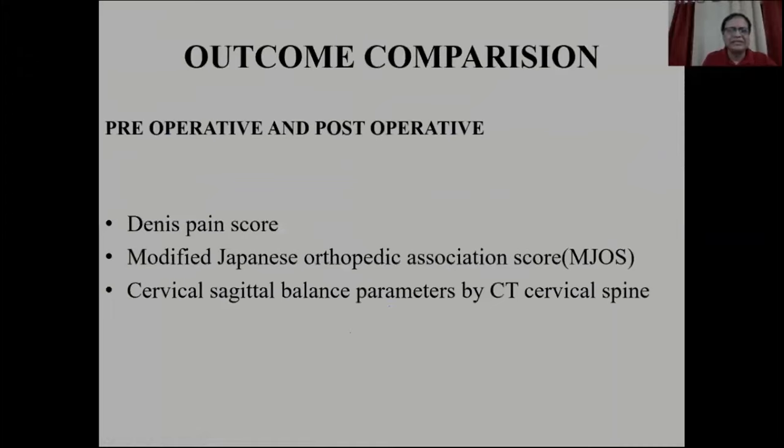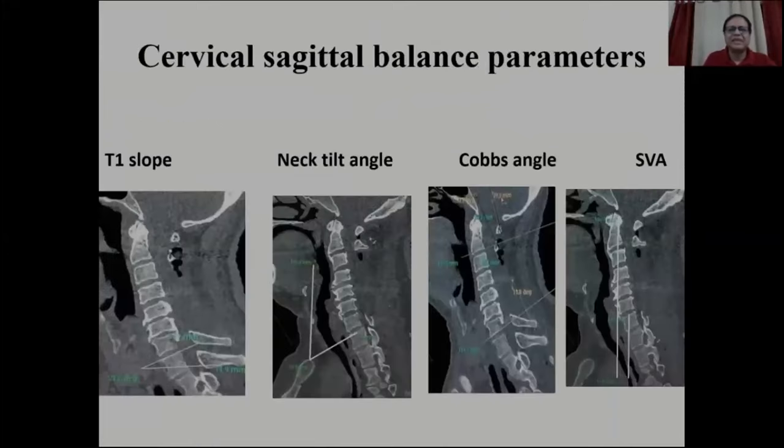We analyzed the pain score, the modified Japanese score, and the sagittal balance parameter by CT scan in these two groups of patients. These are the parameters which were seen: the T1 slope angle, the neck tilt angle, the Cobb's angle, as well as the SVA.